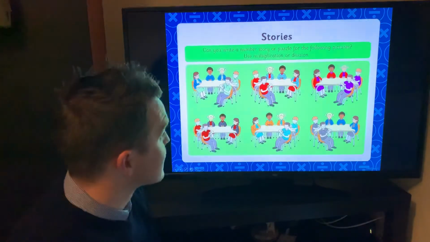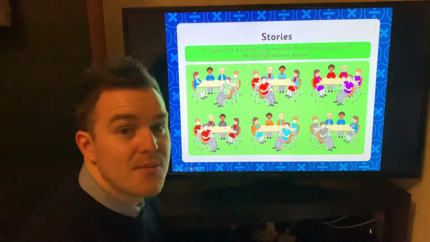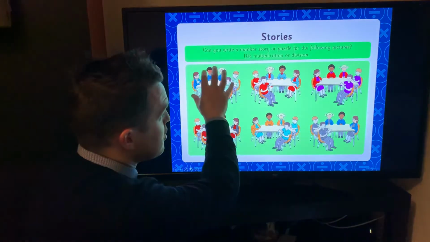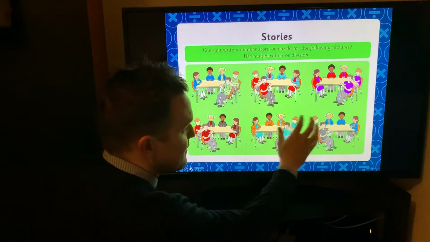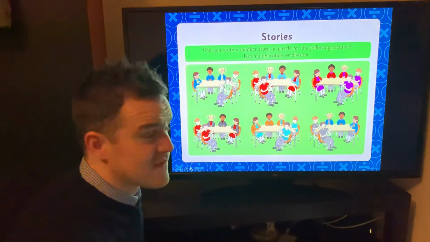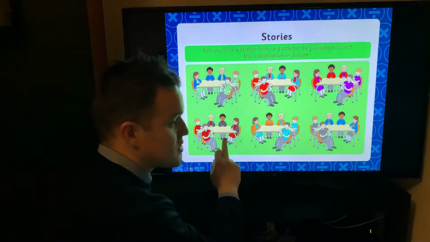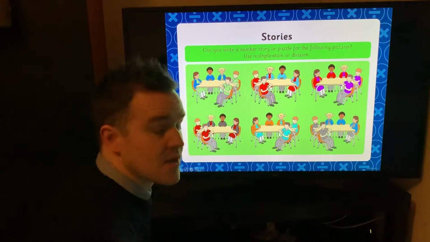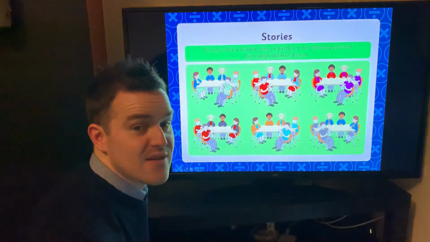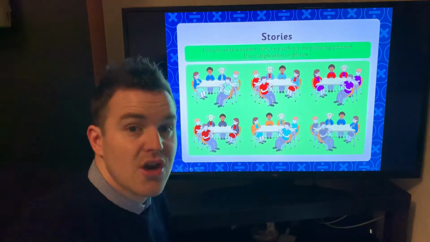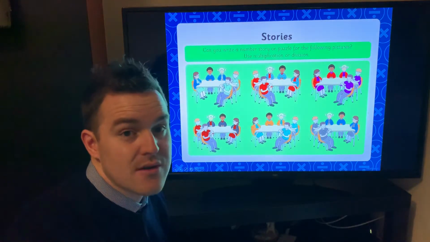Okay, let's look at this next one. We'll count how many groups of 5 I have first of all. So I have 1, 2, 3, 4, 5, 6. 6 groups of 5 makes 5, 10, 15, 20, 25, 30. So 6 groups of 5 makes 30, or there are 6 5s in 30.